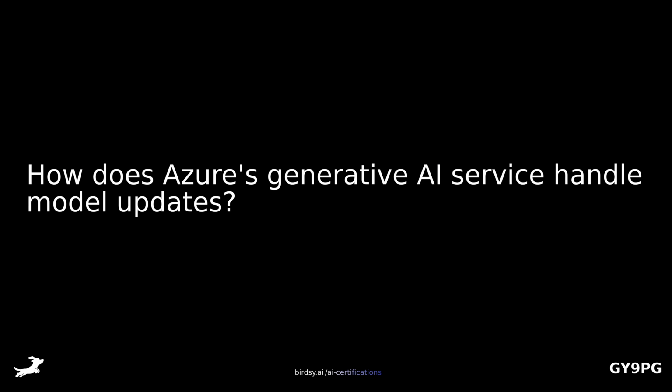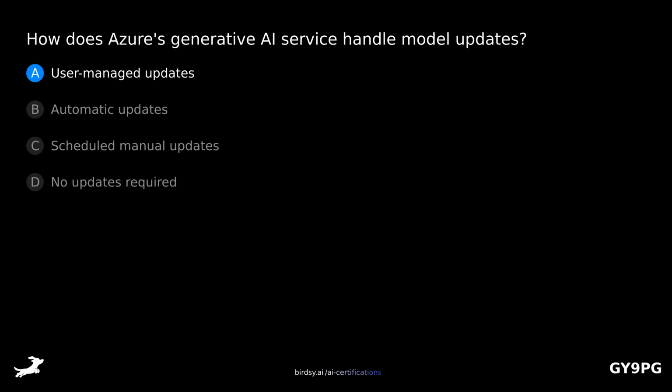How does Azure's generative AI service handle model updates? Is it A, user-managed updates, B, automatic updates, C, scheduled manual updates, or D, no updates required? The answer is B, automatic updates.